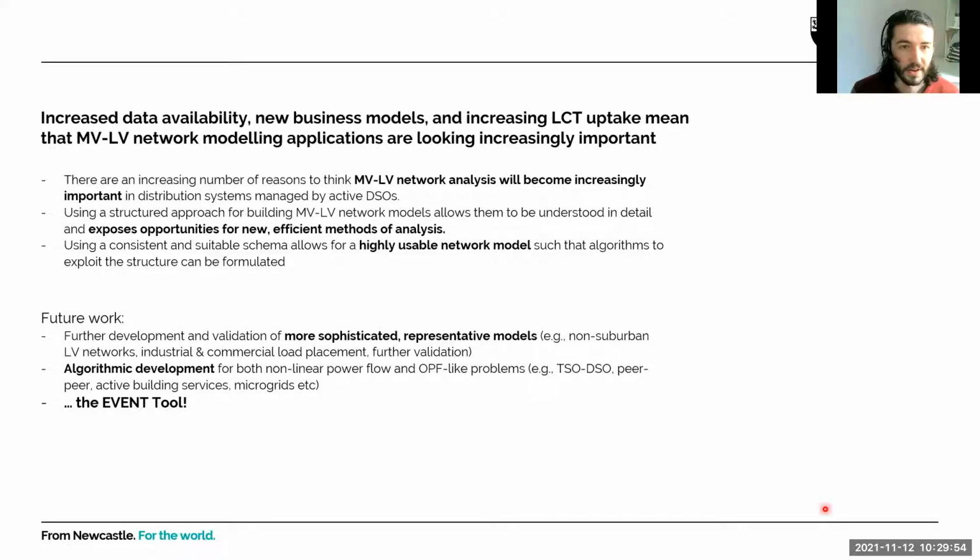So to conclude, with this increased data availability, these business models, low carbon technologies, and so on and so forth, distribution networks are becoming a really interesting place to be working. And much more money goes into distribution networks than goes into transmission because it's so much more extensive. So if you can even make a small benefit difference, then it makes a big difference across the UK.